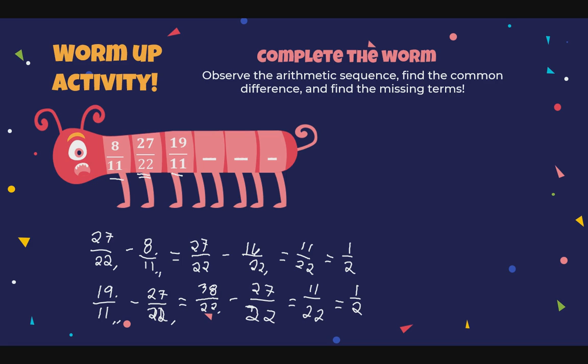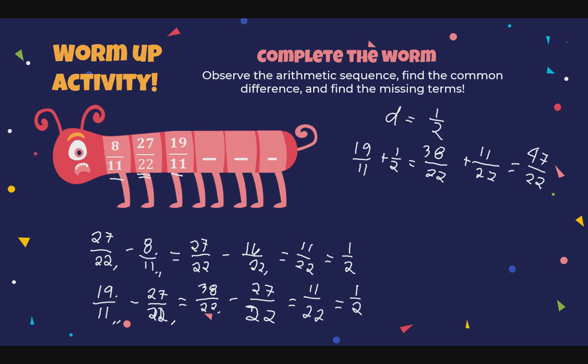Now, from 19 over 11, we will add 1/2 because, as we observe, the common difference is 1/2. So 19 over 11 plus 1/2. The LCD of these two fractions is 22. So 38 over 22 for this one, and the second one will be 11 over 22. So this will be 47 over 22.